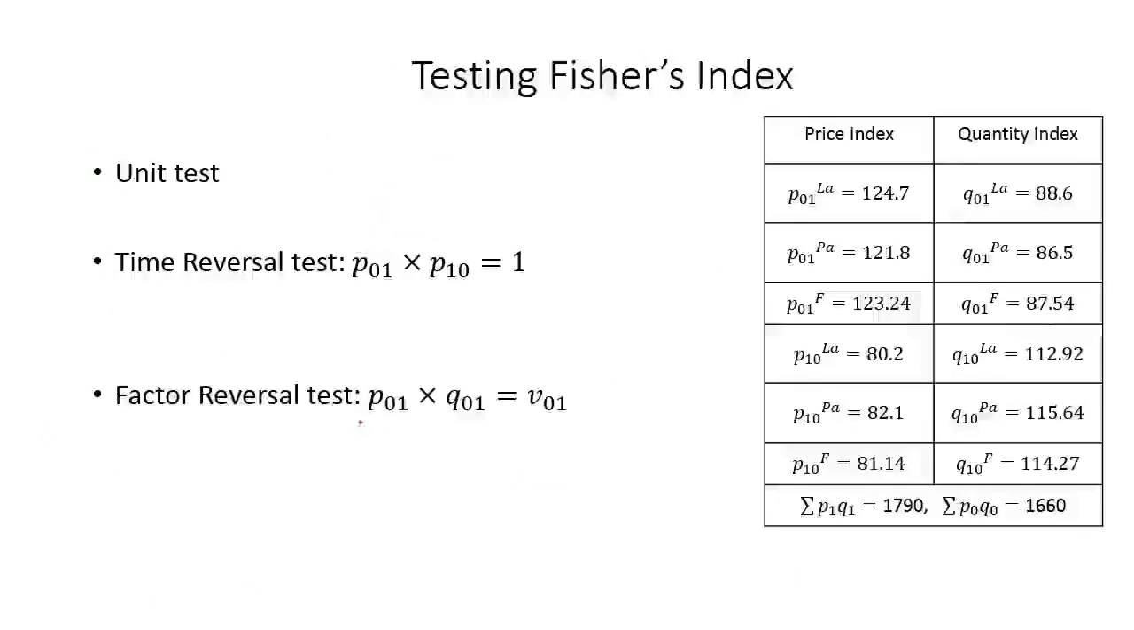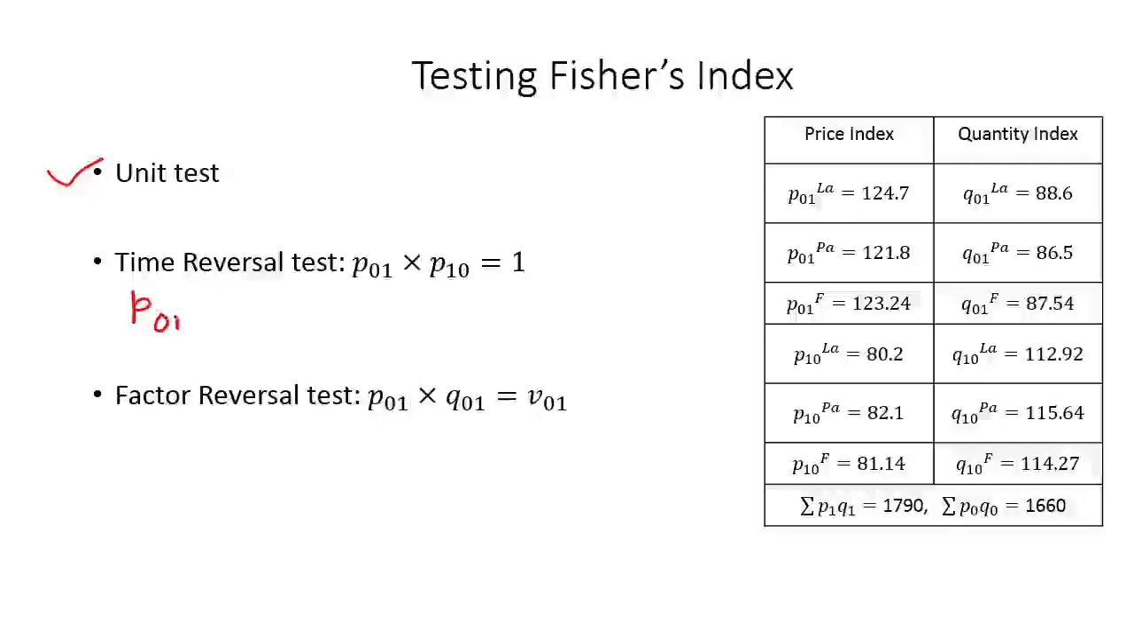Let us go to Fisher's index number. Fisher's index number is a geometric mean of Laspeyres and Paasches index number. So obviously it satisfies the unit test, because Fisher's, Laspeyres and Paasches are basically independent of the units. Now let us go for the time reversal test. The time reversal test requires that P01 into P10 should be equal to 1. So let us check for the Fishers.